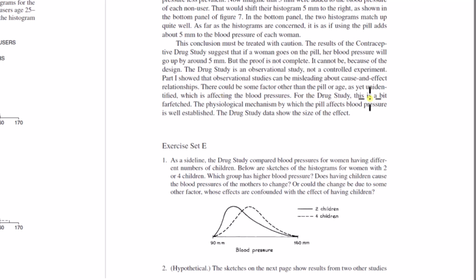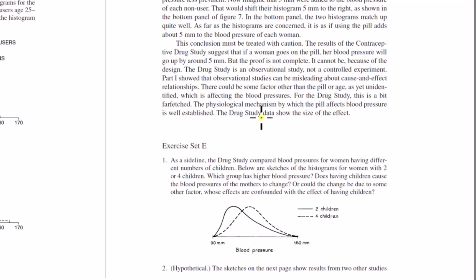For the drug study, this is a bit far-fetched. So what is a bit far-fetched? It's saying that there could be some other factor than the pill or age which is affecting the blood pressures, but it's saying that this is a bit far-fetched. The physiological mechanism by which the pill affects blood pressure is well established. The drug study data show the size of the effect. So it sounds to me like what it's saying is that the pill adding that 5 millimeters of blood pressure is accurate. It's known the physiological mechanism by which the pill affects blood pressure is well established.